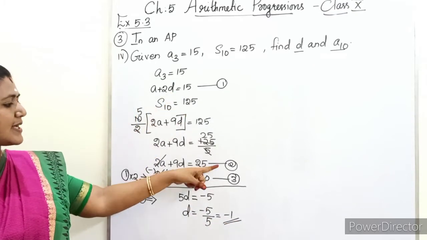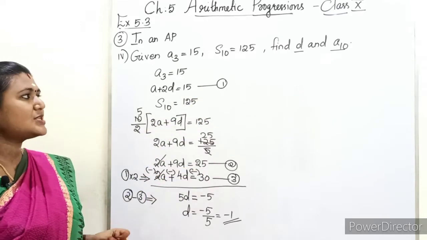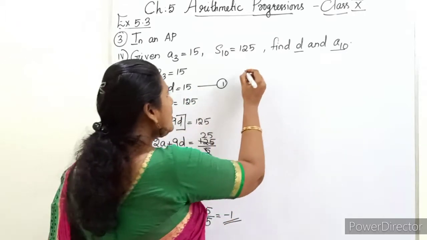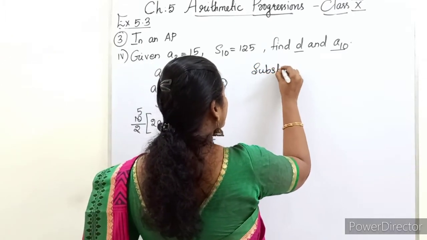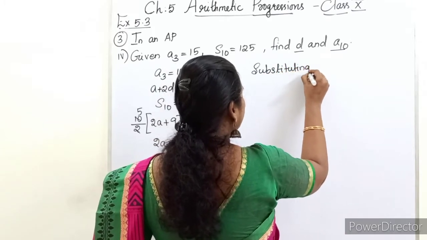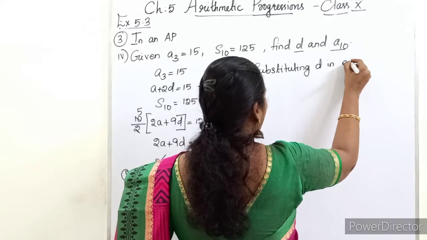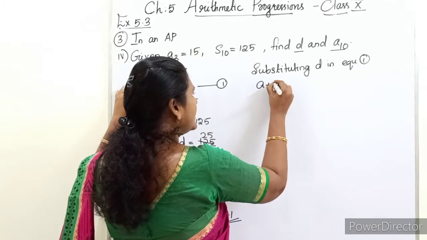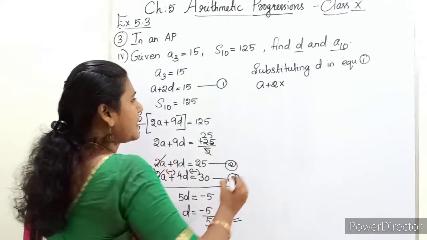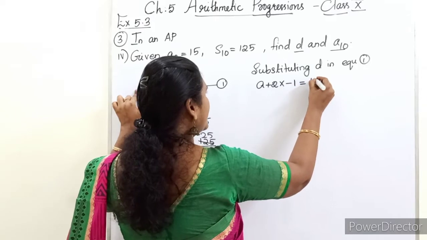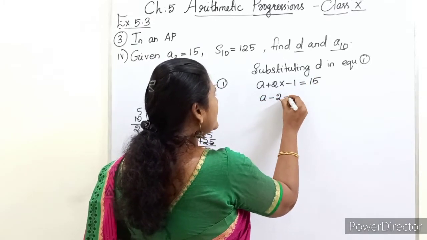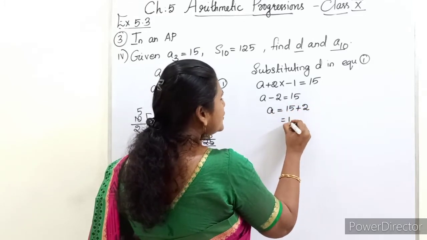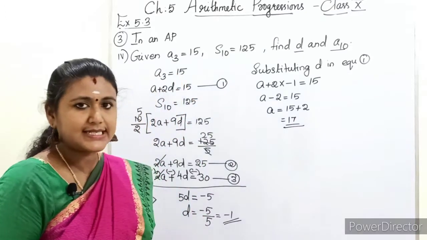Now this value we can substitute in any one of the equations so that we can find the A value. So in the first equation we will substitute the D value. So substituting the value of D in equation 1, the equation is A plus 2D, that is A plus 2 into the value of D, which is minus 1, 2 into minus 1, is equal to 15. So A minus 2 is equal to 15. So the value of A is equal to 15 plus 2, which is equal to 17. So we got the first term as 17.